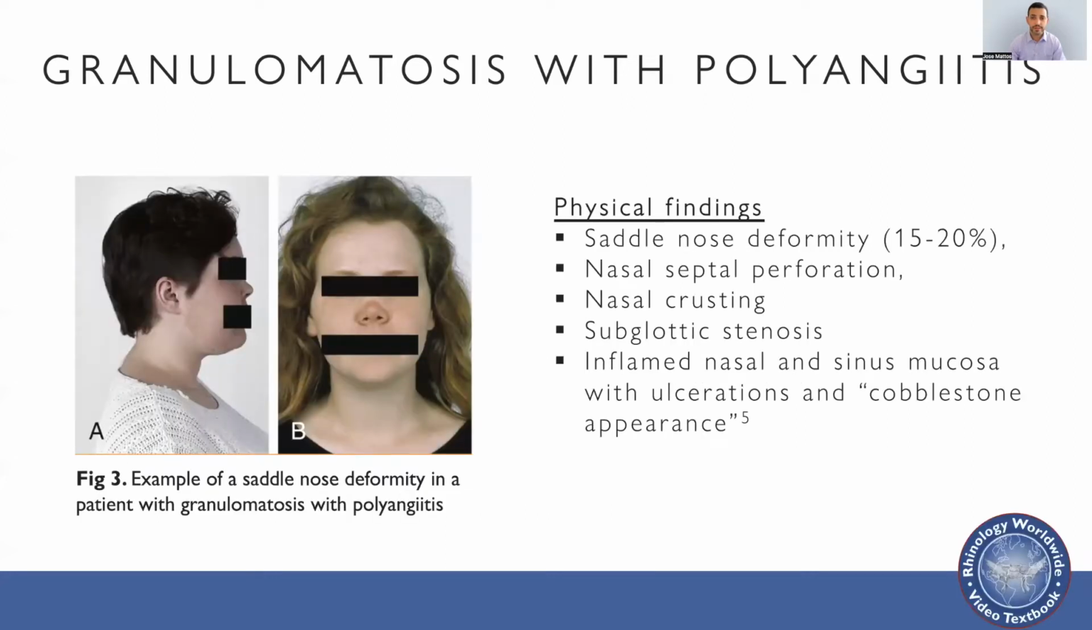Now, the physical exam findings of GPA are many, particularly in the sinonasal cavity, but the classic one is saddle nose deformity. And this is due to loss of the cartilaginous septum giving structure to the nasal dorsum, due to large nasal septal perforations as a consequence of vasculitis and vessel necrosis. Very frequently, these patients will have nasal crusting, which can be significant. And there are other otolaryngologic manifestations of GPA as well, like subglottic stenosis.